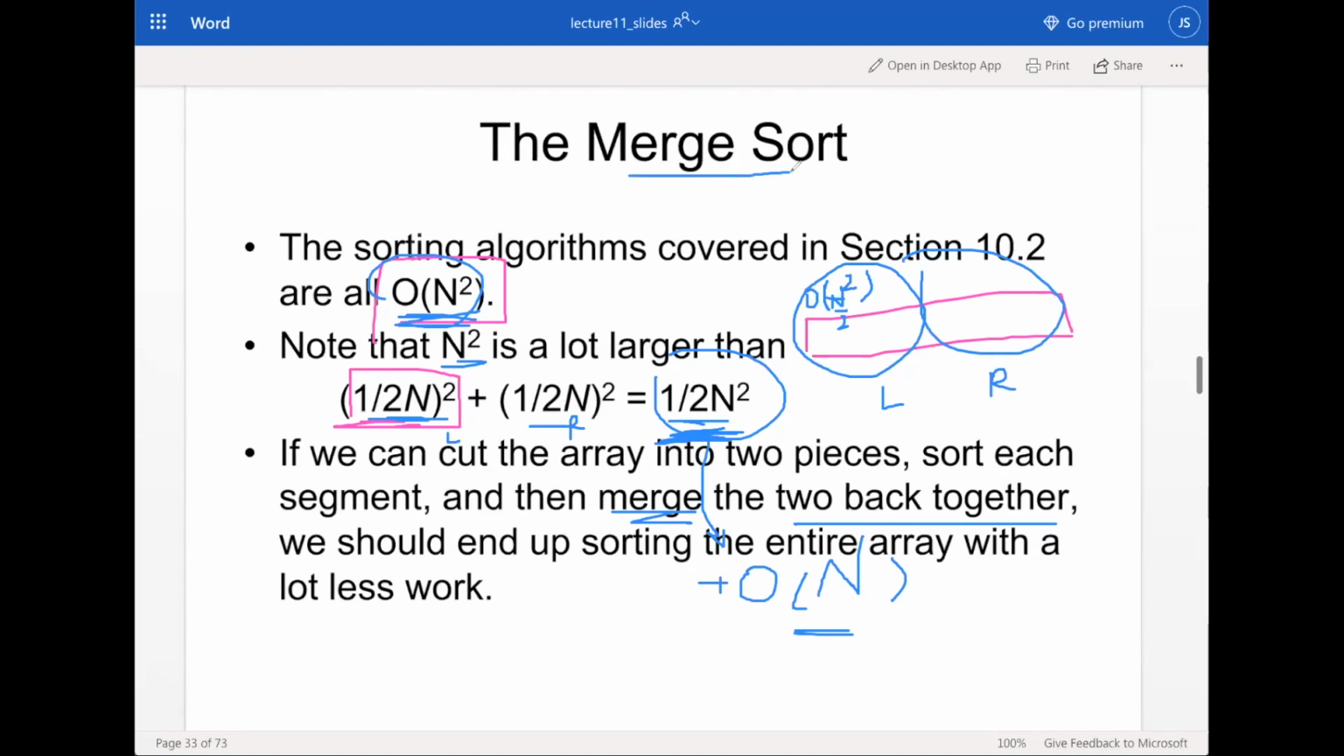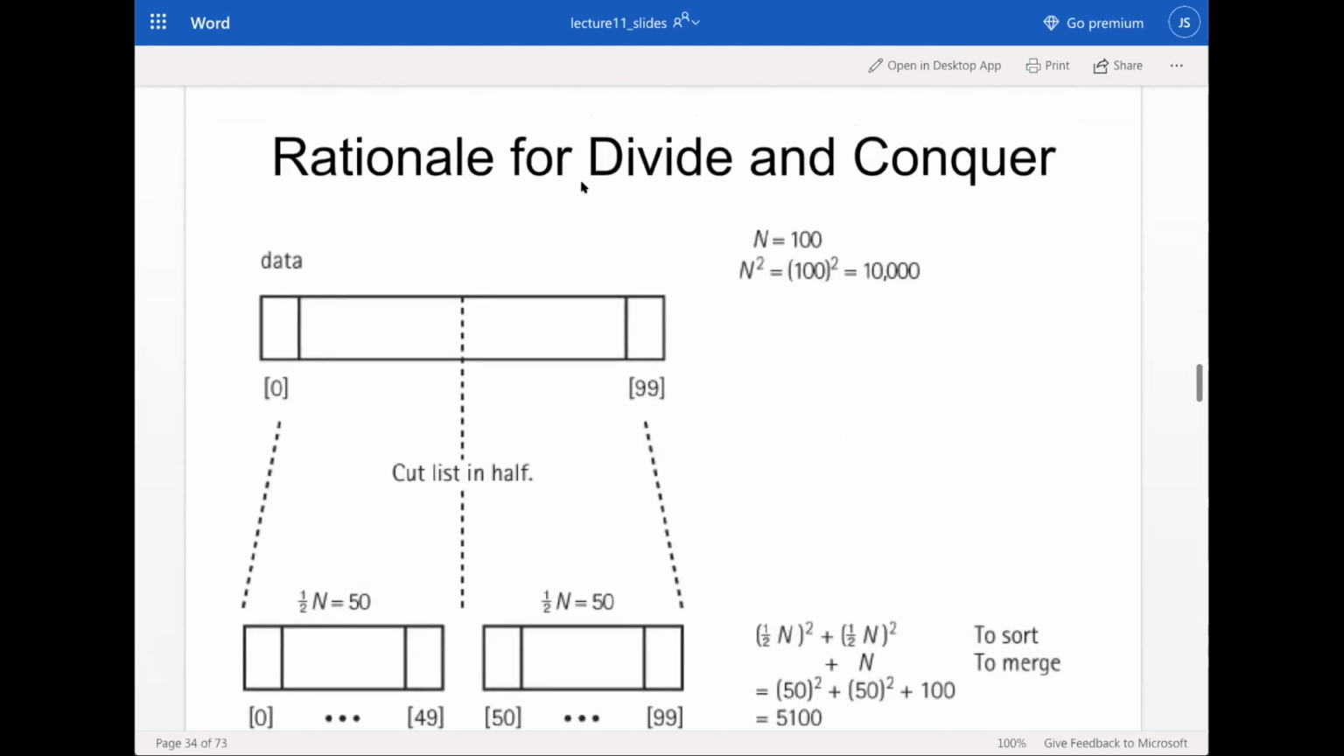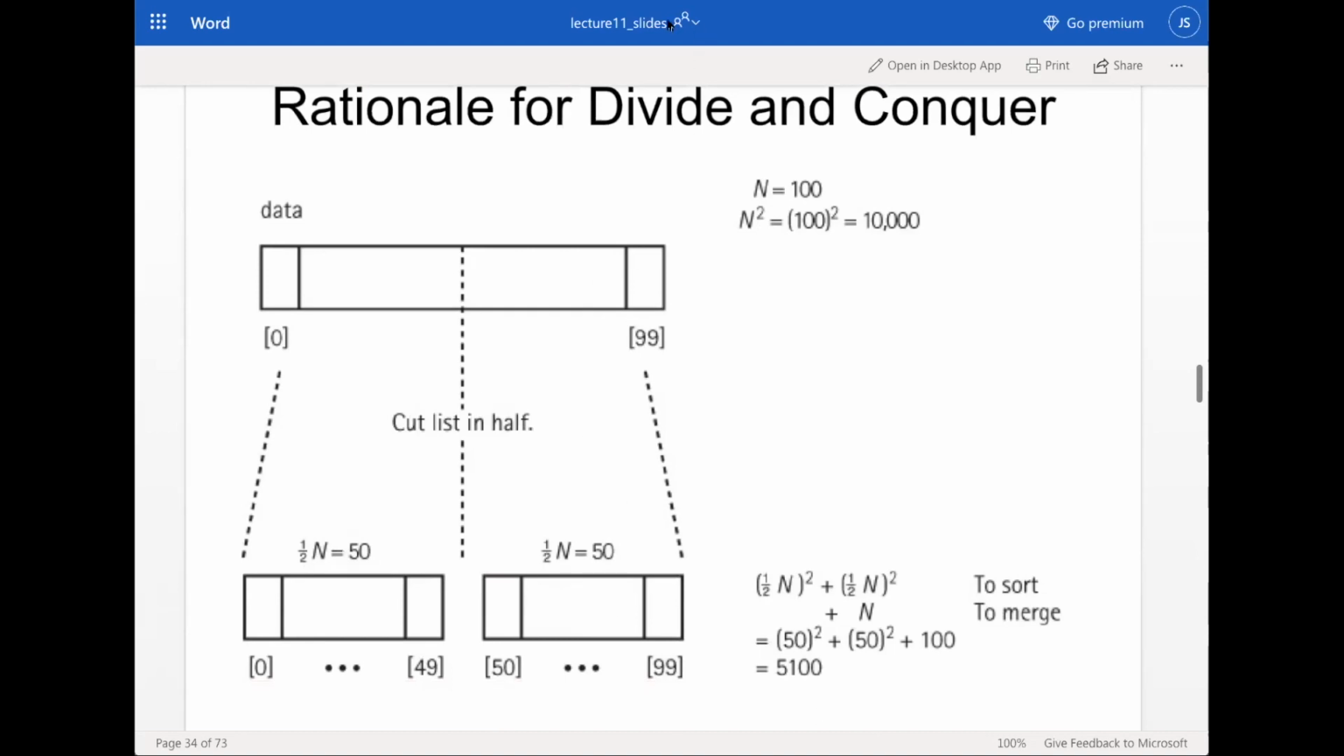But before we get into the merge sort, let's look conceptually at what divide and conquer really means. So the next part is the rationale for divide and conquer. As you can see here, let's say we have 100 elements and then we divide it in half and sort them accordingly. The math here goes: n is 100, n squared then is 10,000. If you cut it in half, then it's 50. Let's just assume that we're using the O of n square sorting efficiency here. So half of n square plus half of n square. This together is the merging.